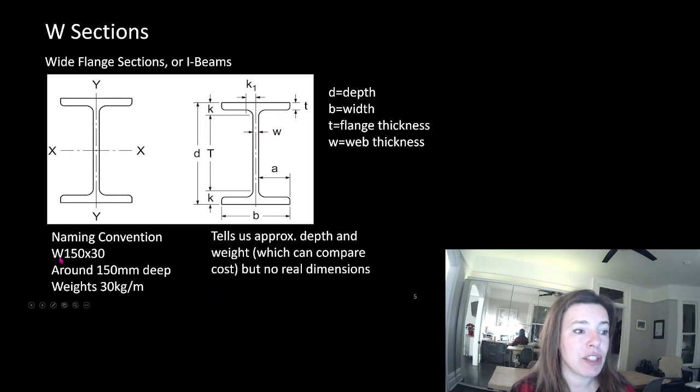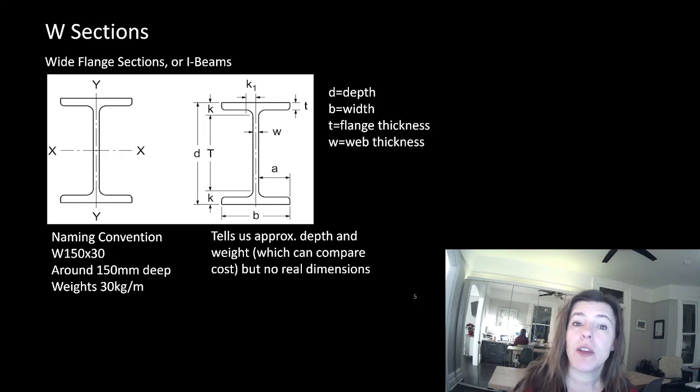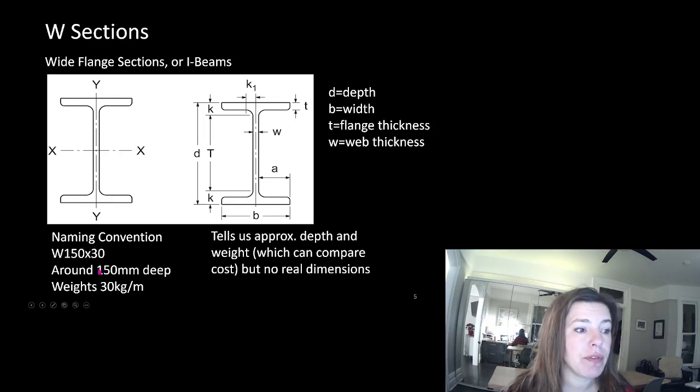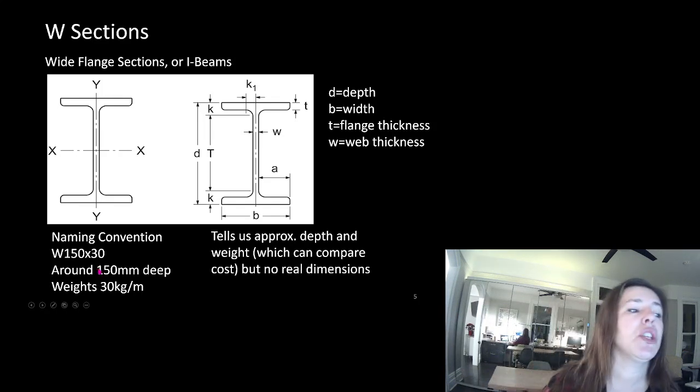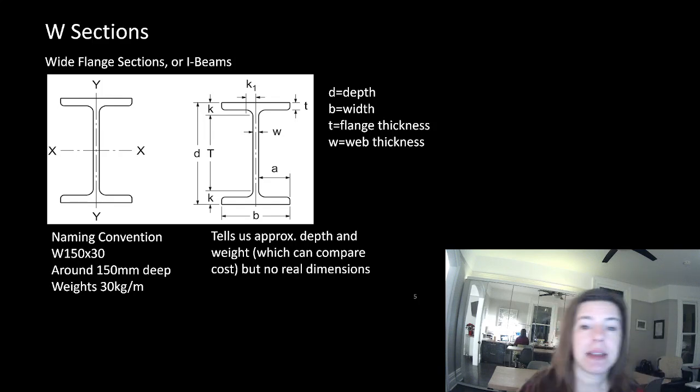The naming convention, for example, a W150 by 30, means it's around 150 millimeters deep. It is not exactly 150 millimeters deep. If you look in those steel section properties, that depth varies. It's pretty darn close, and they're all given the designation W150. The important thing is usually the second number, which is how much it weighs. And that's telling us how many kilograms per meter this section weighs.